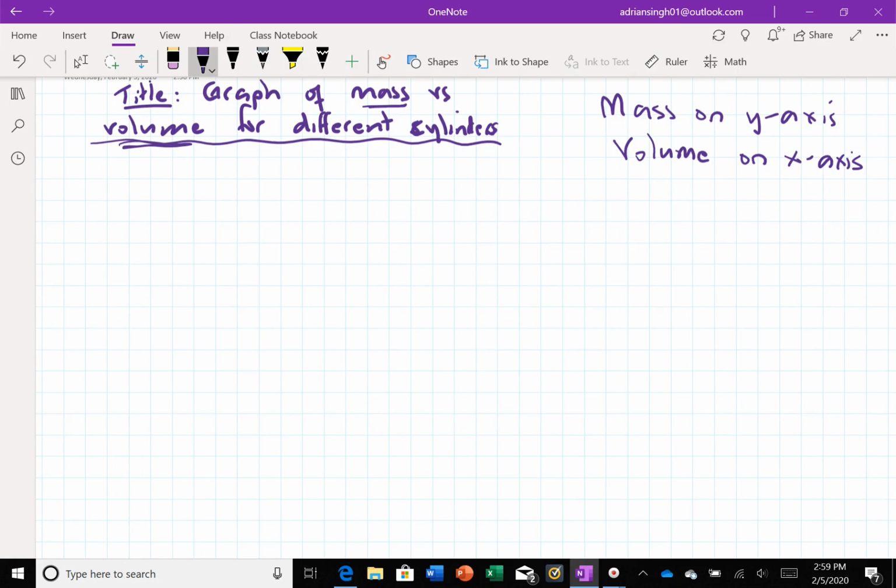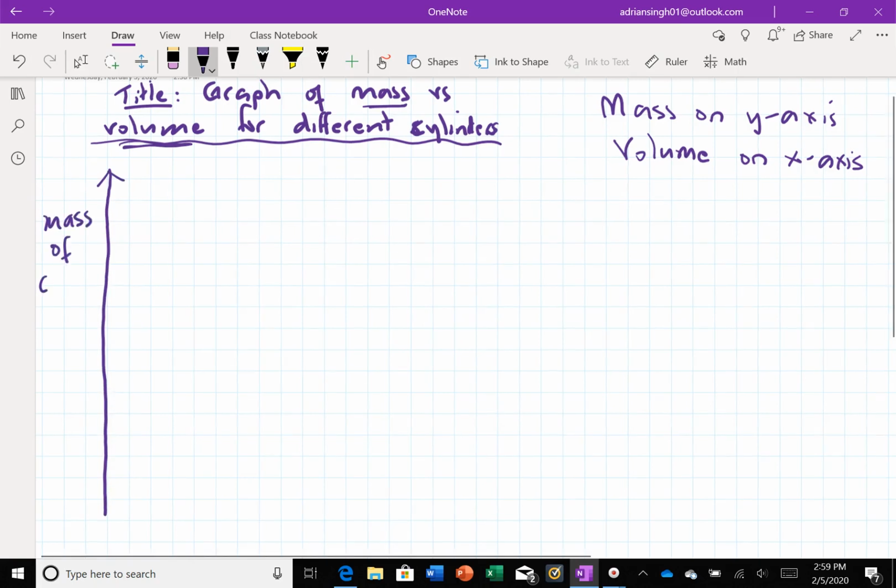When you plot your graph, you want to make sure that you use a ruler to make sure that your lines are all straight. I'm just going to do this freehand, just in the interest of time. So on the y-axis here, you have your mass, and you want to label your axis, so the mass of the cylinder, and then the unit as well. So this is in grams.